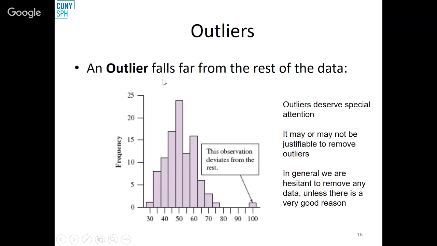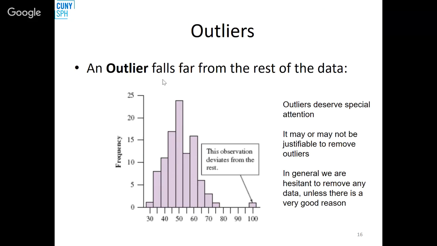And an outlier is something that does not have a very clear definition. There are lots of different ideas about what constitutes an outlier and different definitions. But in general, it's just an observation that falls far from the rest of the data. That's the most general way that I could state it.